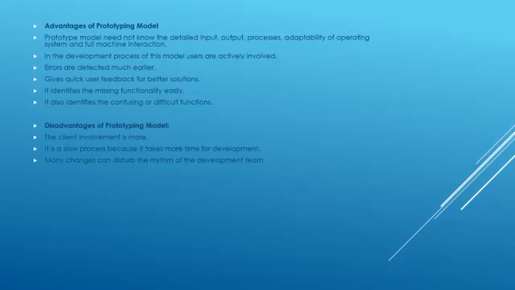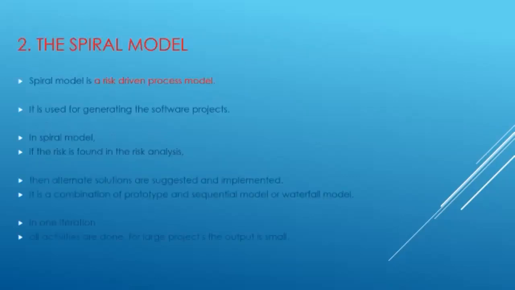There are some disadvantages of this model. First one is that the client involvement is more. It is a slow process because it takes more time for development. Many changes can disturb the rhythm of the development team. Third one is the spiral model. Friends, the spiral model is a risk-driven process model. It is a risk-driven process model.